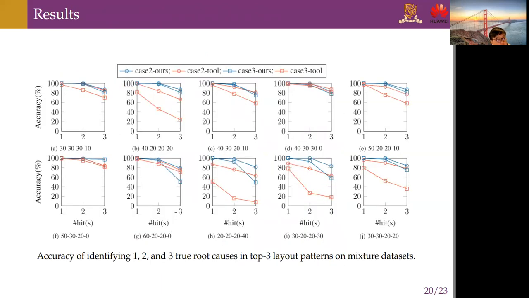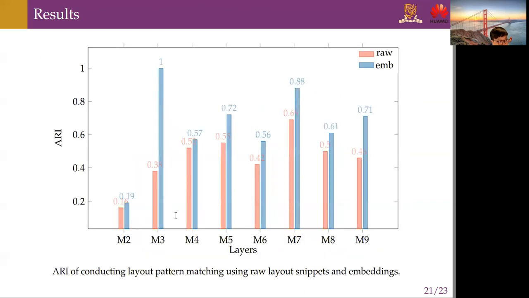The diagram here presents a comparison between a commercial tool and our framework on the multiple root cause dataset. Our method outperforms the commercial tool in most cases with a large margin. We further evaluate the quality of the clustering results. The higher ARI score indicates better clustering results. Embeddings got higher scores than the raw layout patterns, which means the proposed contrastive learning method is practical for clustering.